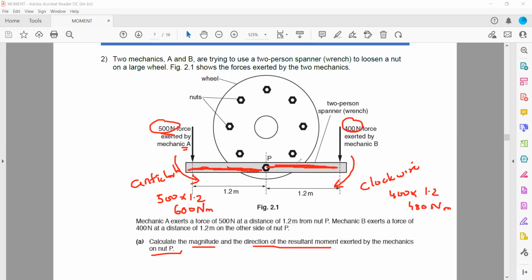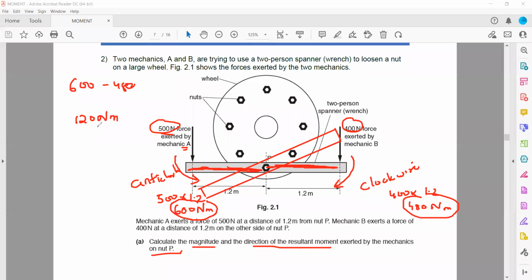So which moment is more, anti-clockwise or clockwise? Which turning effect is greater? Anti-clockwise. So this object will rotate anti-clockwise. And what is the resultant? How to get the resultant? 600 Newton meter is anti-clockwise and 480 Newton meter is clockwise. So what will be the result? The result will be 600 minus 480, which is equal to 120 Newton meter.